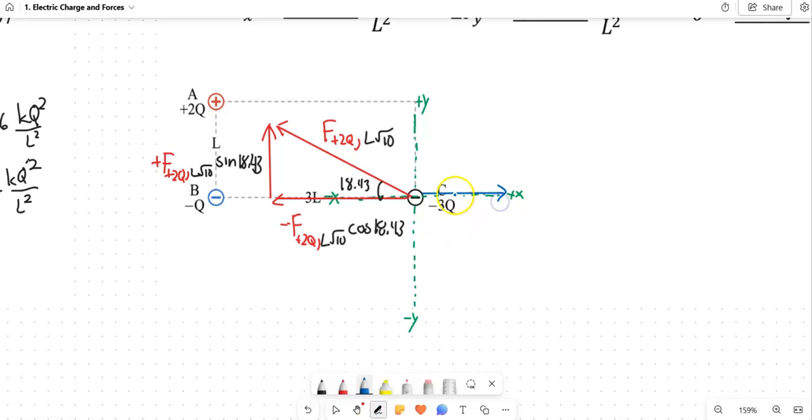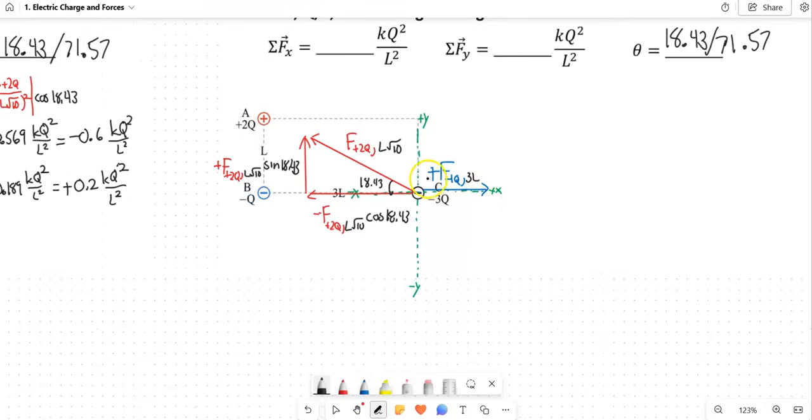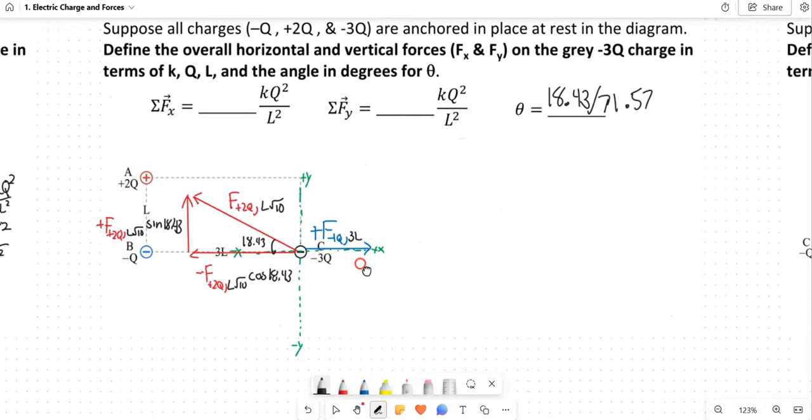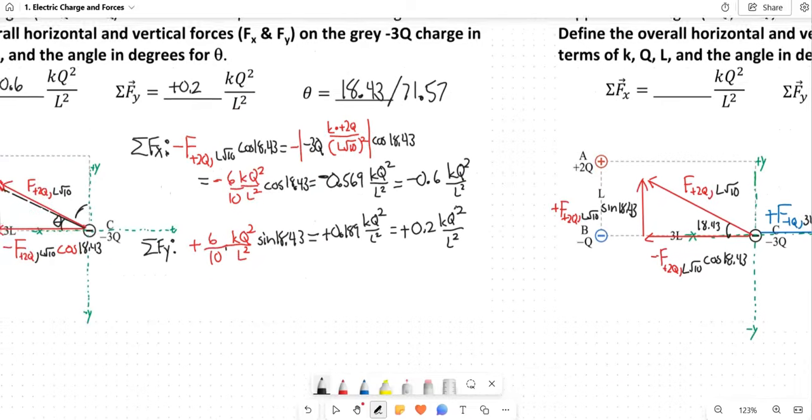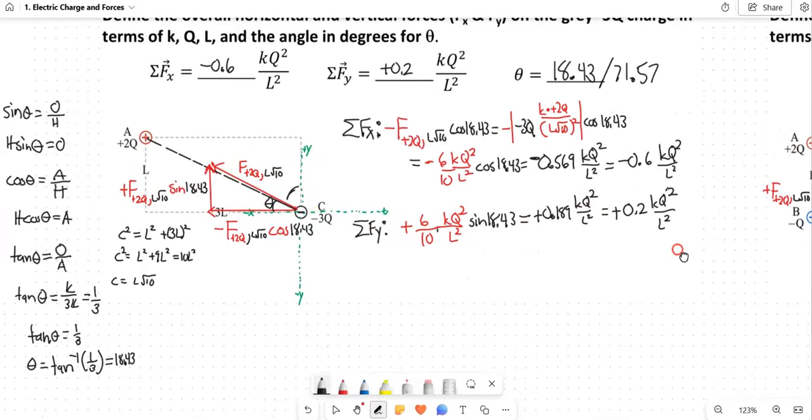So I'm going to write a nice long vector. It's pointed to the right. And that's a negative 1q charge. And it's a distance 3L away. Okay, that is our force diagram. Again, I used our work over here, L square root of 10, and that 18.43 right here from that.